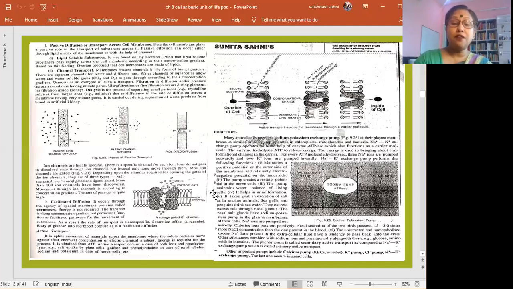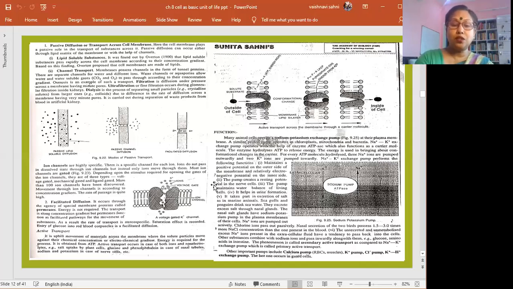It performs many functions, children, like maintaining the positive potential on the outer side of the membrane. Then it creates a resting potential in the nerve cell, which is very important. It also helps in urine formation as well as excretion of salt. That is also important in marine animals. You see excretion of salts in marine animals like seagulls and penguins.